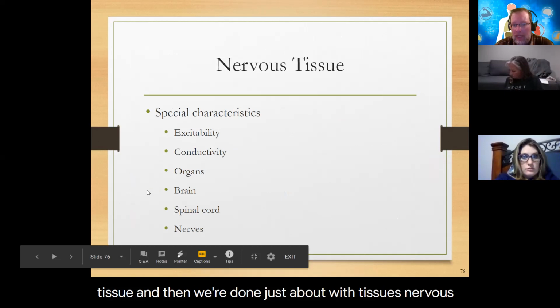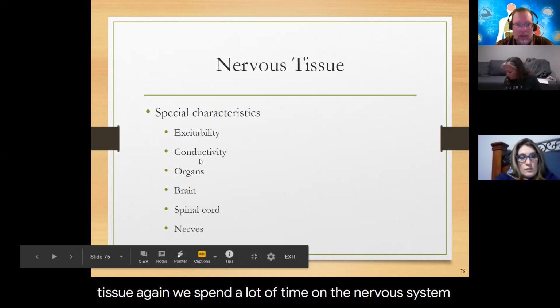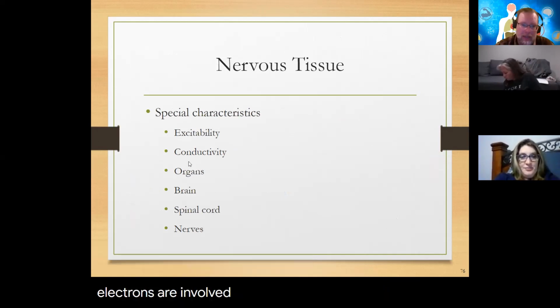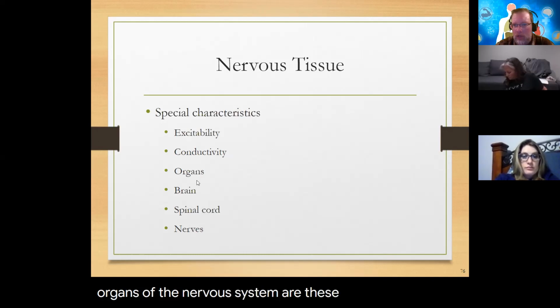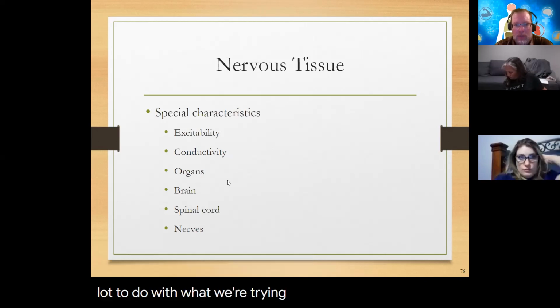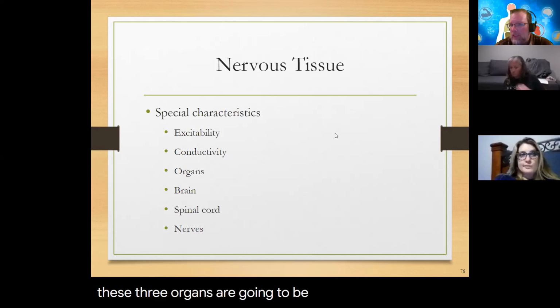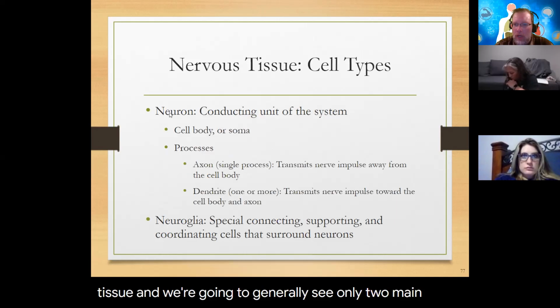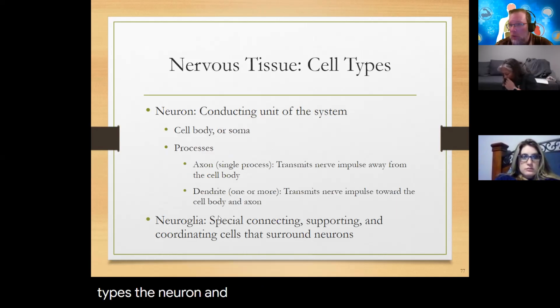Nervous tissue, again, we spend a lot of time on the nervous system. There's excitability and conductivity, so electricity and electrons are involved, an ionic charge. The three main organs of the nervous system are these three: the brain, spinal cord, and nerves. That really doesn't have a heck of a lot to do with what we're trying to get through today. But these three organs are going to be composed of nervous tissue, and we're going to generally see only two main cell types, the neuron and what we call neuroglia.